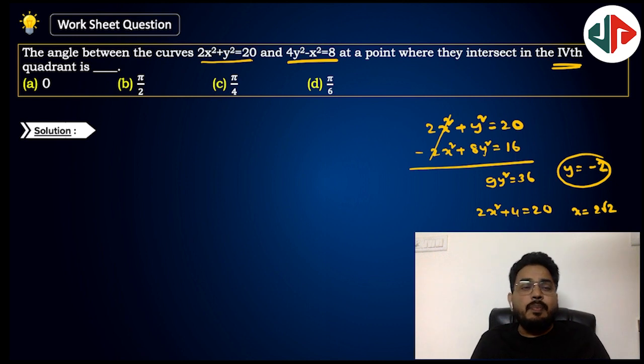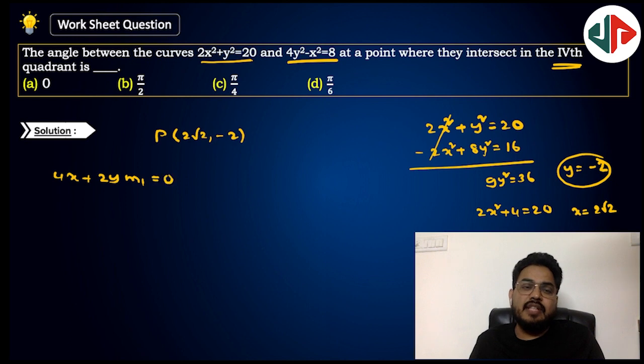Okay? So the point P is (2 root 2, minus 2). Now I need the angle between them. 4x plus 2y dash is equal to 0. First curve I am taking. So m1 is equal to, here 2 ones are 2, twos are... So minus 2 into 2, 2 dash by y value is minus 2, which is equal to 2 root 2.